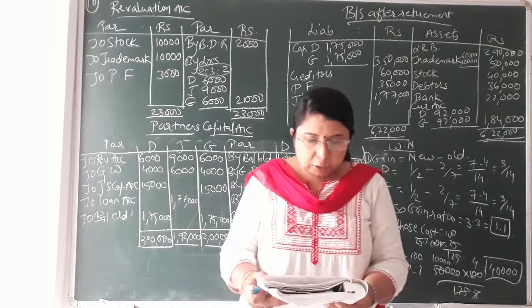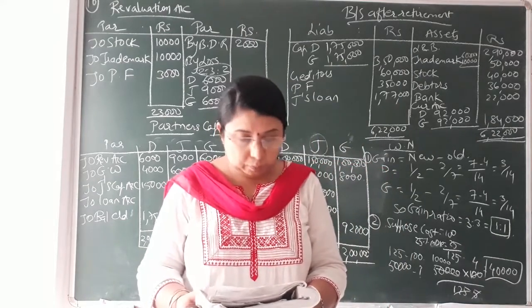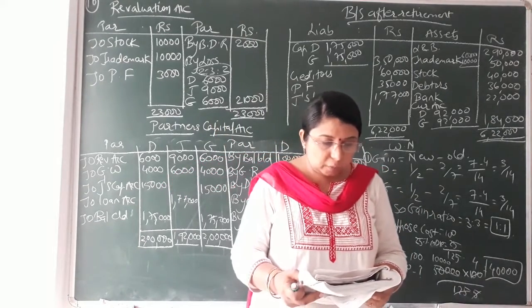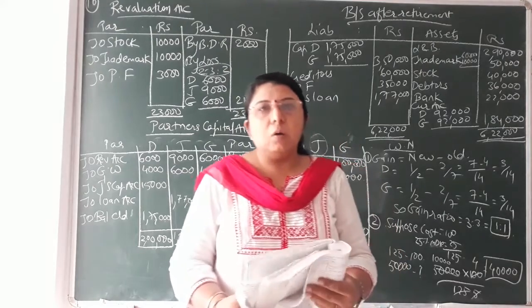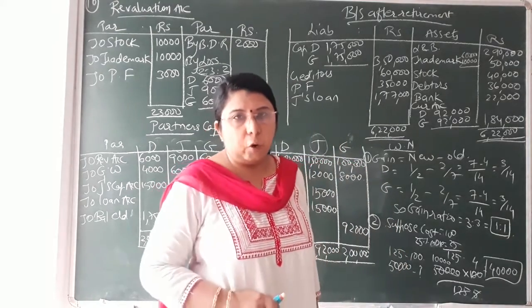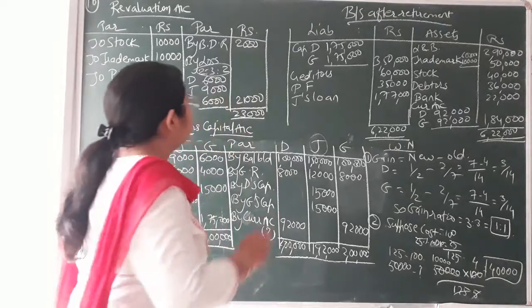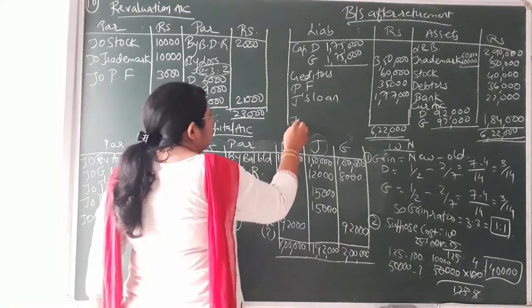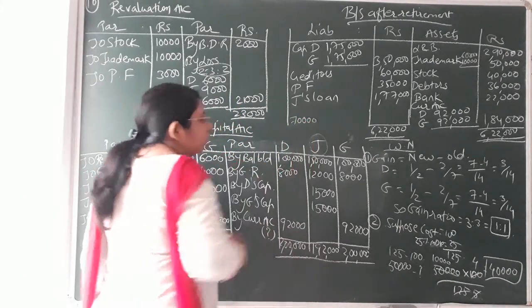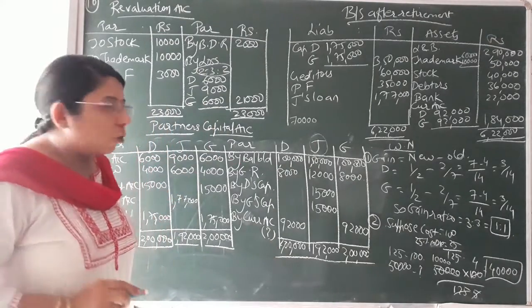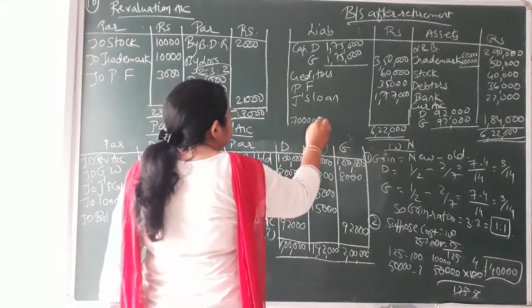First one, that is the new profit and loss sharing ratio. Now the point is of goodwill. The firm's goodwill is valued at rupees 70,000. Now that is the goodwill of the entire firm. Out of that 70,000, we have to find the share of the retiring partner.